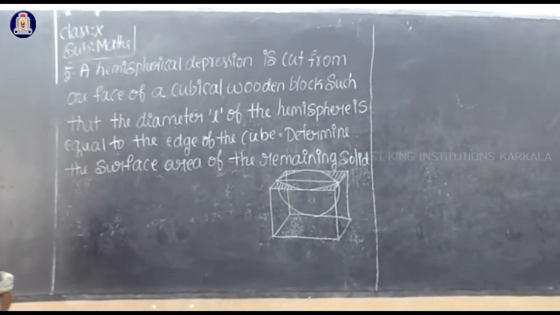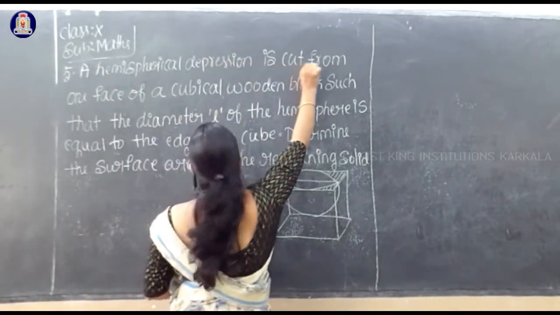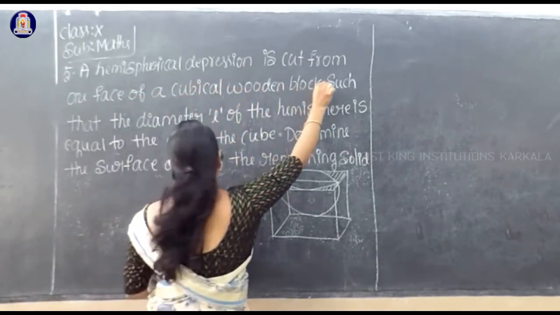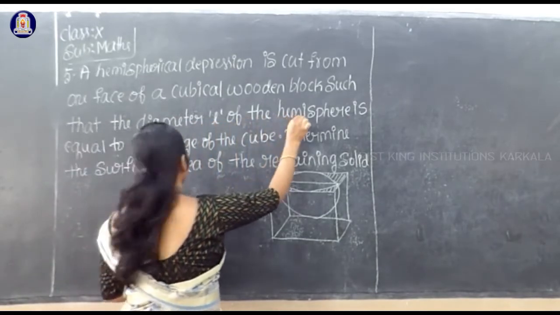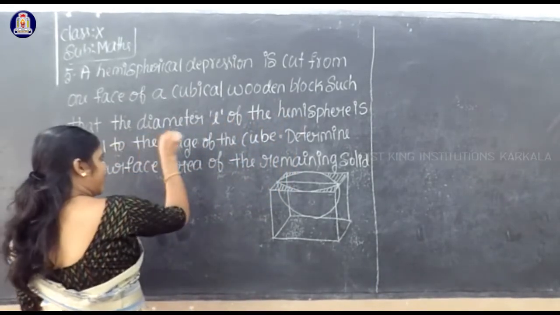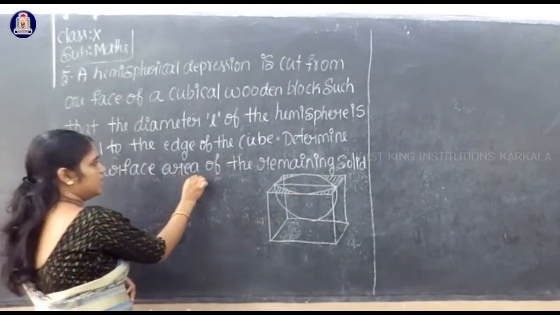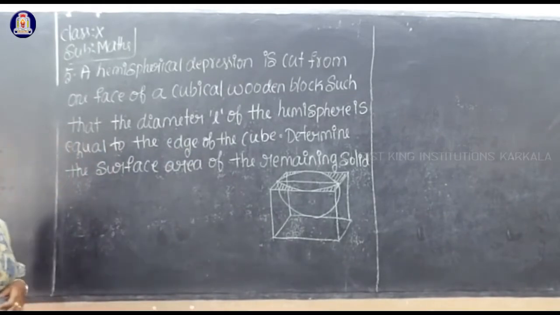Next, fifth question. A hemispherical depression is cut from one face of a cubical wooden block such that the diameter L of the hemisphere is equal to the edge of the cube. Determine the surface area of the remaining solid. Okay, so here is what they have given.